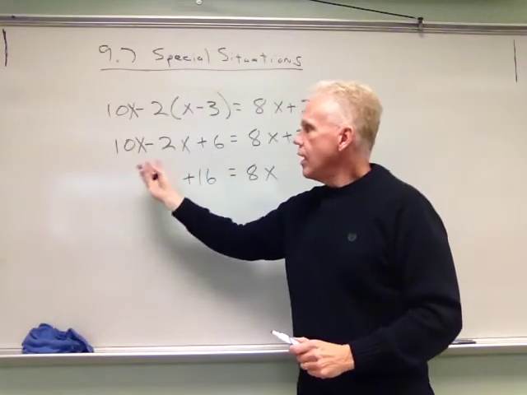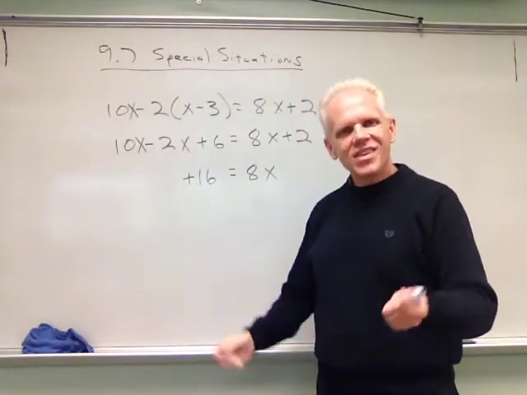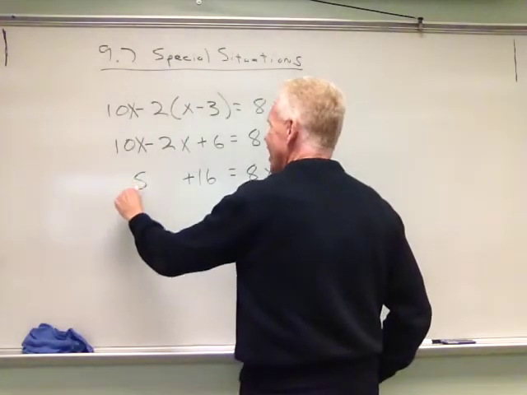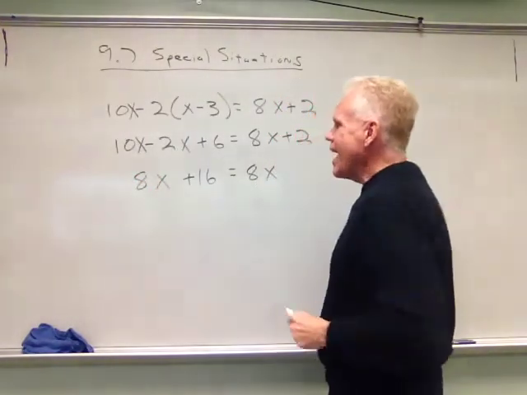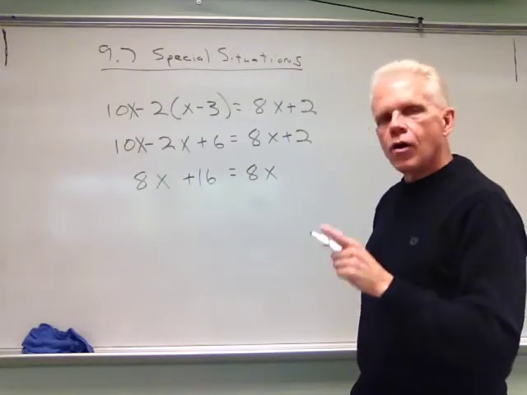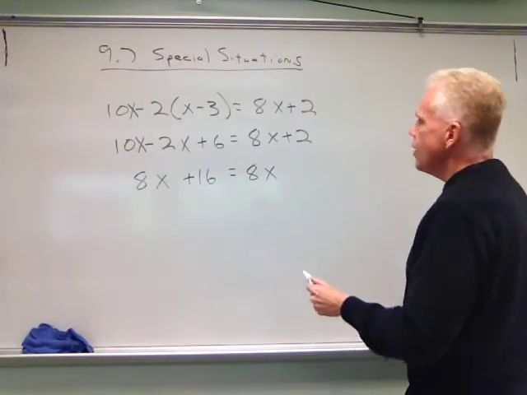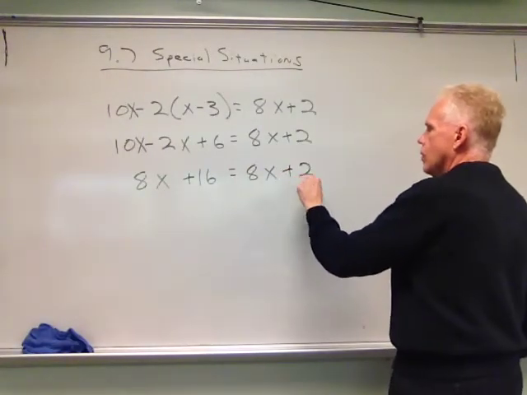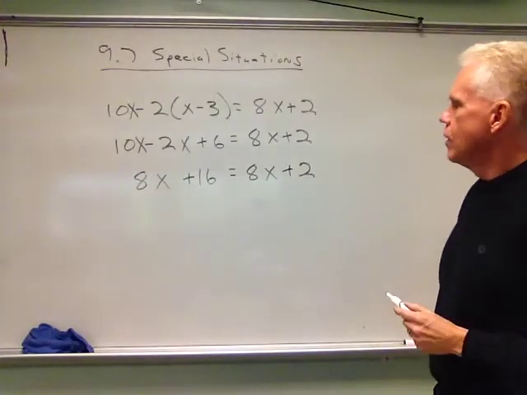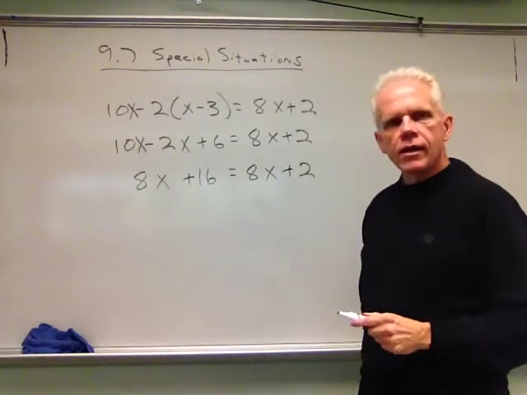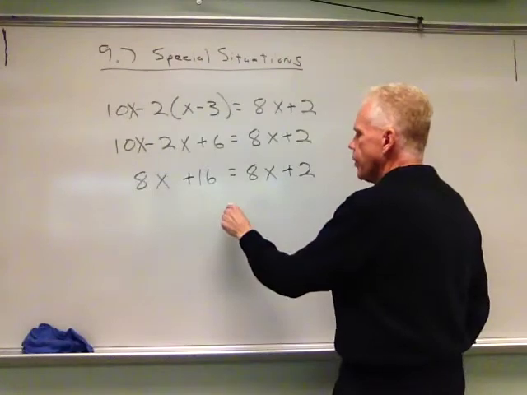Now, what's 10X minus 2X? You got it. 8X. So we have 8X plus 16 on the left side. On the right side, we still have 8X plus 2. Let's keep working and see what happens here.